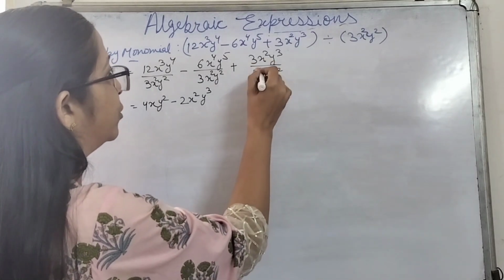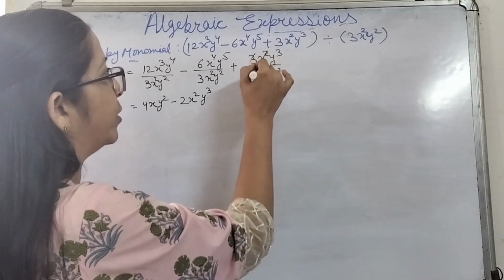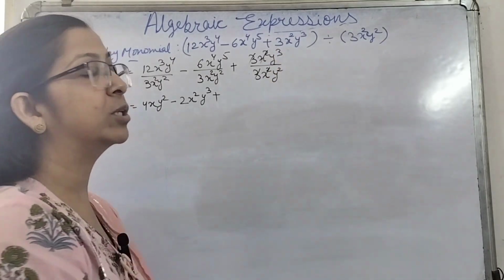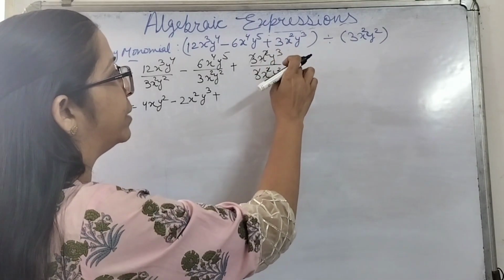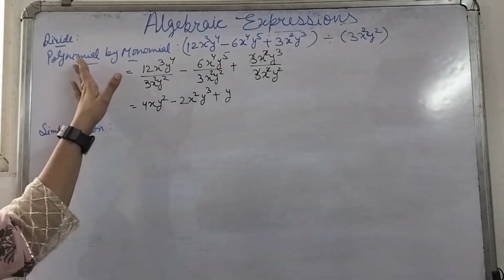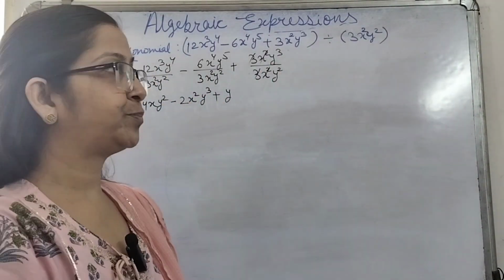Here 3 and 3 both are going to cancel. X square are going to cancel. So it will be y raised to the power 3 divided by y raised to the power 2. So y raised to the power 3 minus 2, that is y only. So this is how we can divide a polynomial by a monomial also.